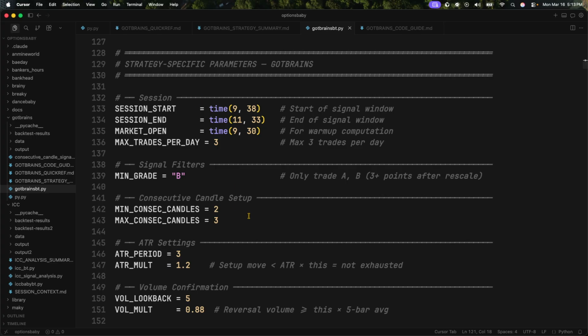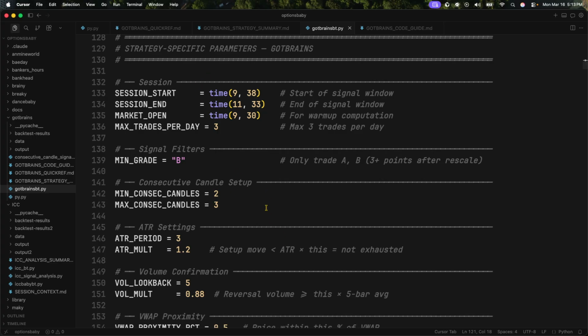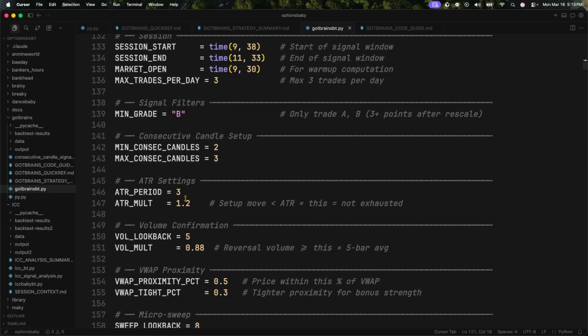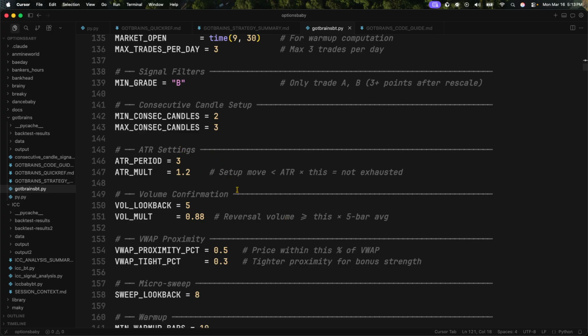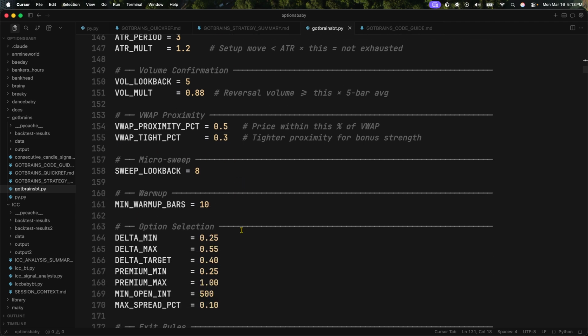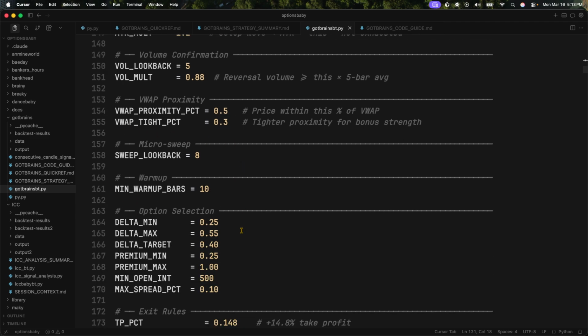Here are our strategy specs. We already talked about this, so I'm not going to go over it too much. One thing I didn't talk about was the ATR period. Remember, period is just another way of saying minutes. So it's taking 3 minutes in order to make sure that the move is not exhausted. We also have the volume confirmation, that's the participation. This micro sweep is looking for liquidity sweeps.